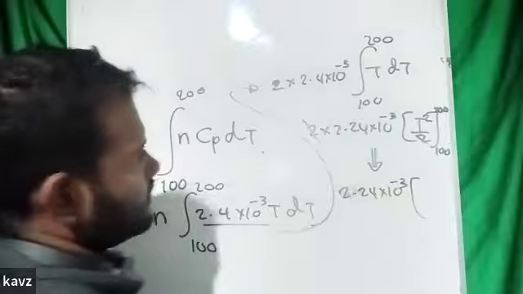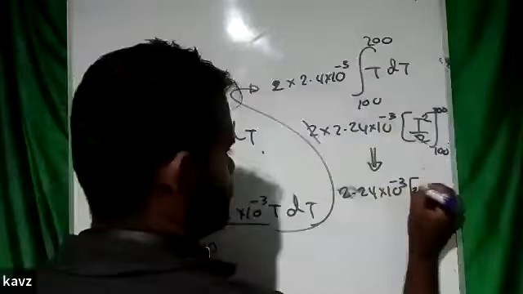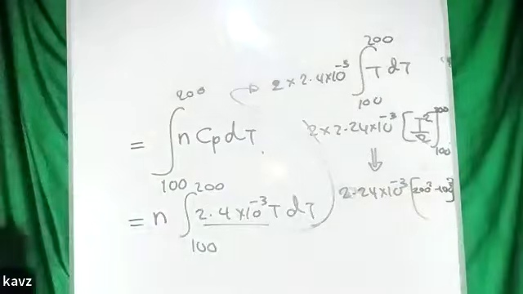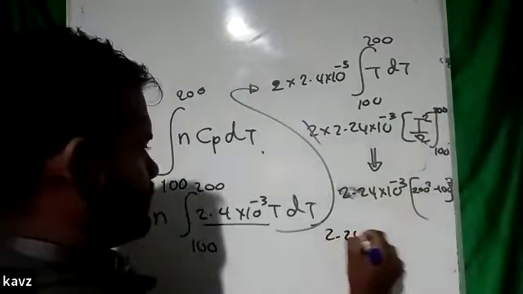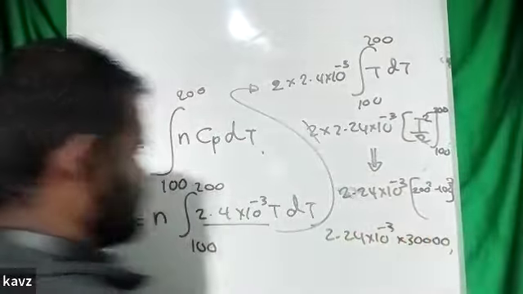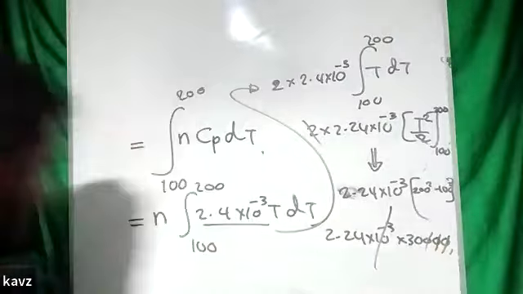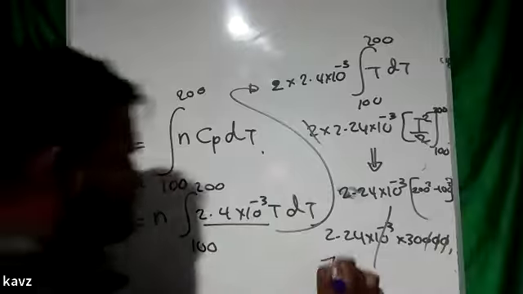And t squared 100, so 200 squared minus 100 squared. 200 squared minus 100 squared. 200 minus 100, 100, 200 plus... 3,000, I guess. No, 30,000. Okay. What is the value? I think it is about 72.